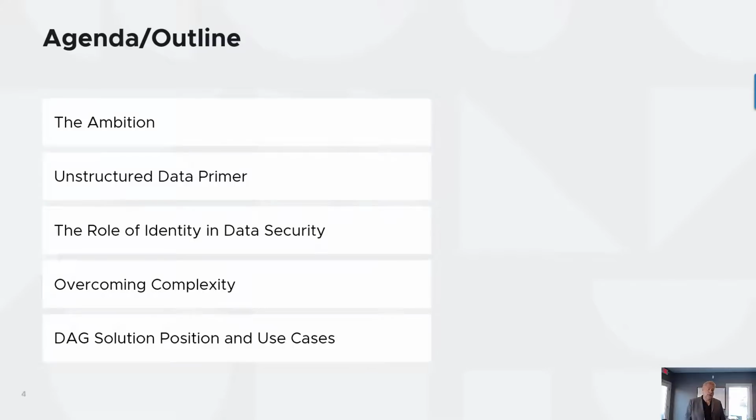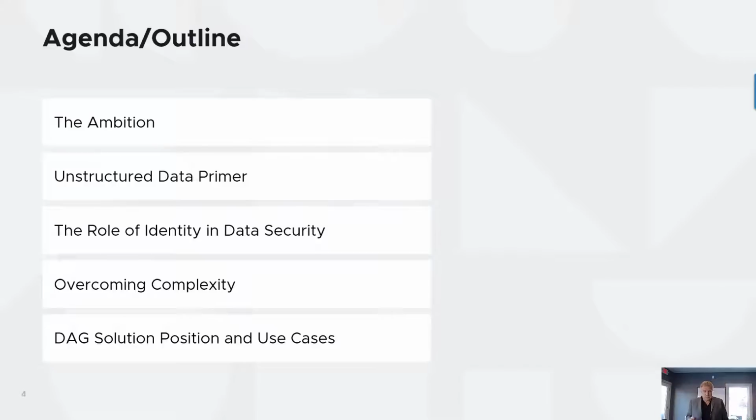More specifically, the agenda is as follows. We'll be talking about really what's our ambition with data access governance. What is it we're trying to do? What benefit are we trying to provide? We're going to spend a little bit of time on a primer around unstructured data itself. What is it and how do we classify that? Then we're going to talk about the role of identity in data security. Maybe very apparent, maybe it's not.